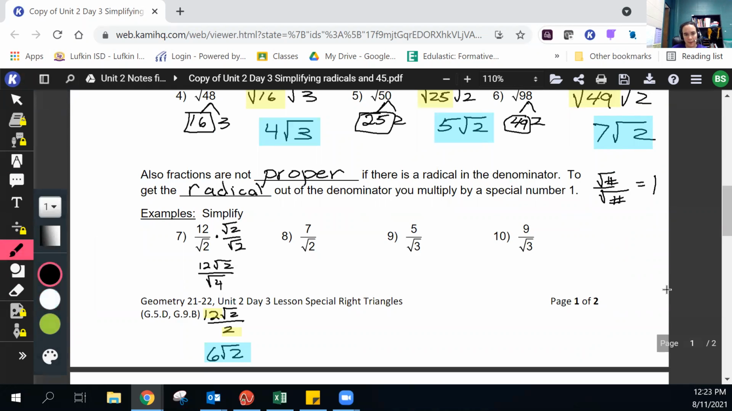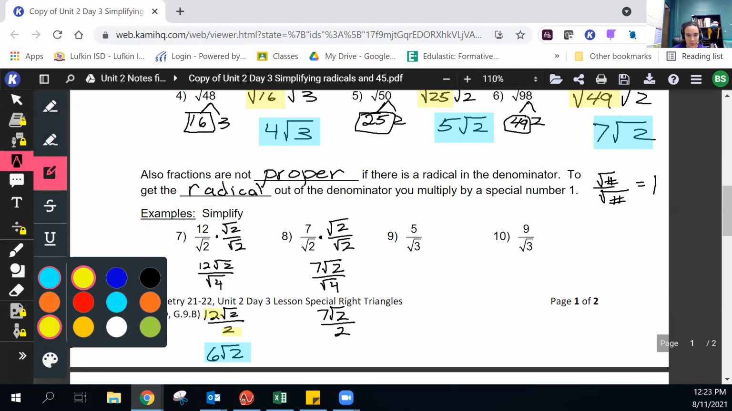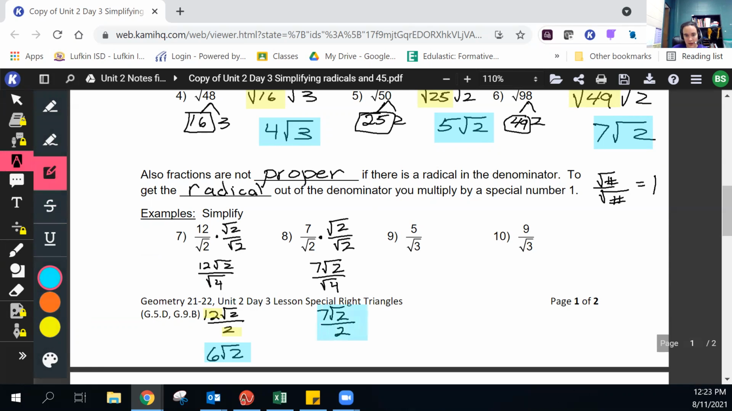Our next one, we've got 7 over the square root of 2. So again, we're multiplying by square root of 2 over square root of 2. That gets us 7 square root of 2 over the square root of 4. Square root of 4 simplifies to 2. So 7 square root of 2 over 2. Is 7 divisible by 2? No, it's not. So that means that my answer is 7 square root of 2 over 2.